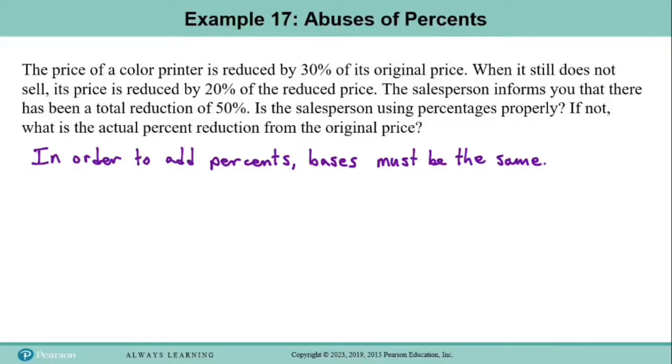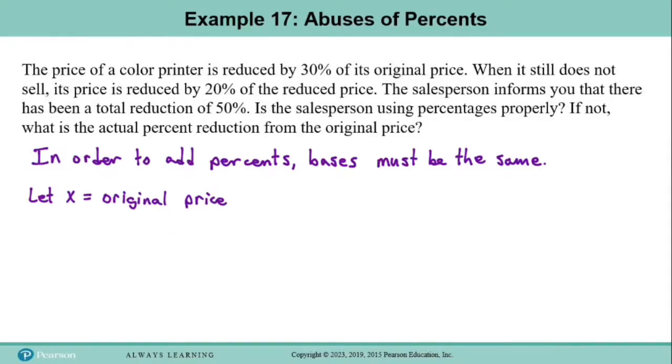In order to add percents, the bases must be the same. In other words, the percent has to be taken from the same number. If it was 30% of the original price and then 20% still of the original price, then we could say 30 plus 20 is 50. But it's not. It never is. So what we're going to do to find the actual percent reduction is we're going to say let X be the original price. It doesn't matter what it is, just let X represent the original price.